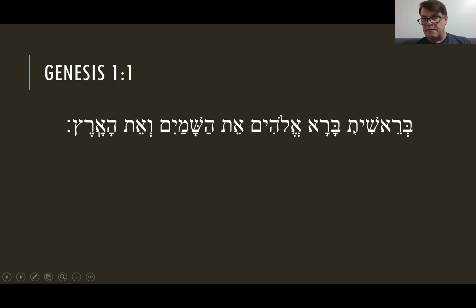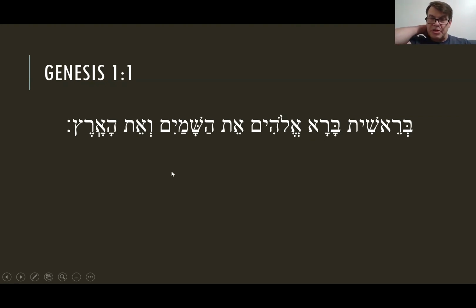Now, it's a very interesting form because it's a construct form. So you might translate it in beginning of or when beginning of. There's debate over exactly how this should be translated. So if it is a construct, then the normal way this verse is translated is in the beginning, God, Elohim, created the heavens and the earth.